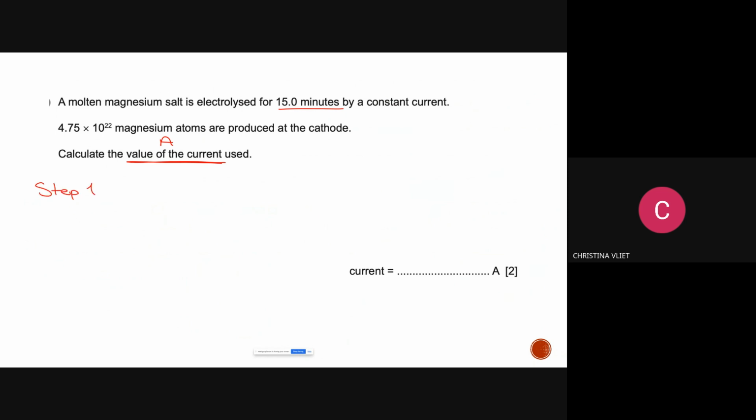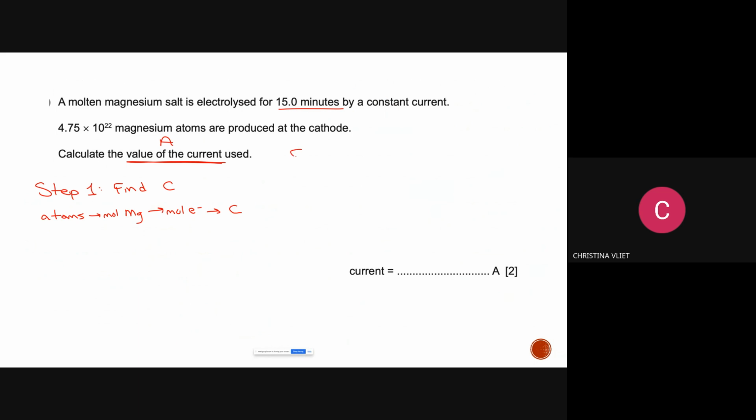Step 1, find coulombs, right? But we're not going to be able to use the formula to find the coulombs. We're going to have to use our amounts of atoms. What else would we need to go from atoms to coulombs? We need Avogadro's number. That's going to get us from atoms to moles of magnesium. How's that going to get us to coulombs? We need the equation because we need to go from moles of magnesium to moles of electrons. And moles of electrons will get us to coulombs.